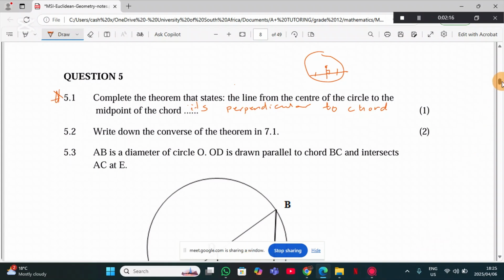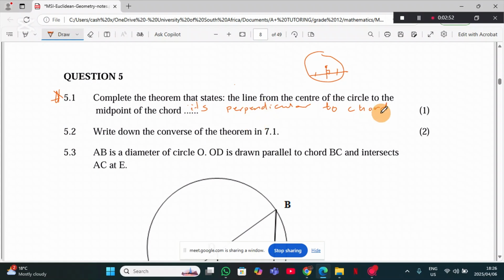Why didn't they say the converse? Yeah, the converse is just inversing. In this case, they told me that the line is coming from the center and going to the midpoint, meaning they told me that it bisects the chord. So now I have to say that since it bisects the chord, it's perpendicular to the chord. But the converse is more of, I'm told that it's perpendicular, so now I have to say it bisects. I'm just going the other way around. Okay. That's the converse.